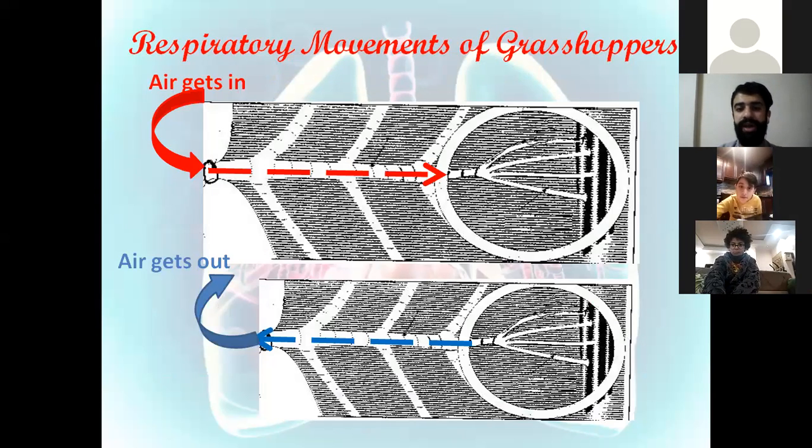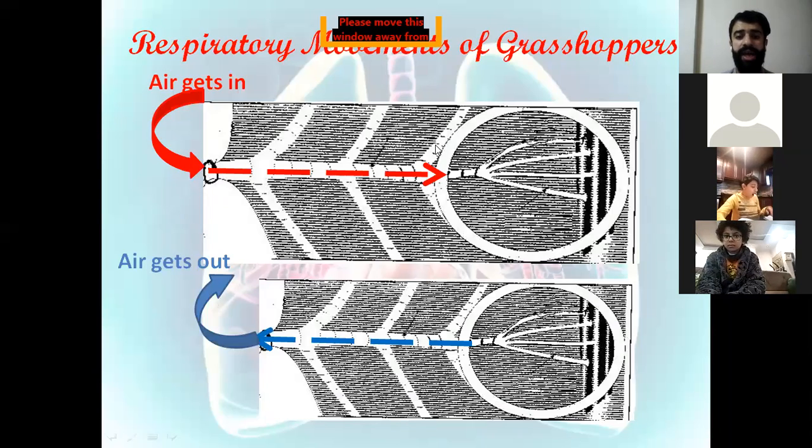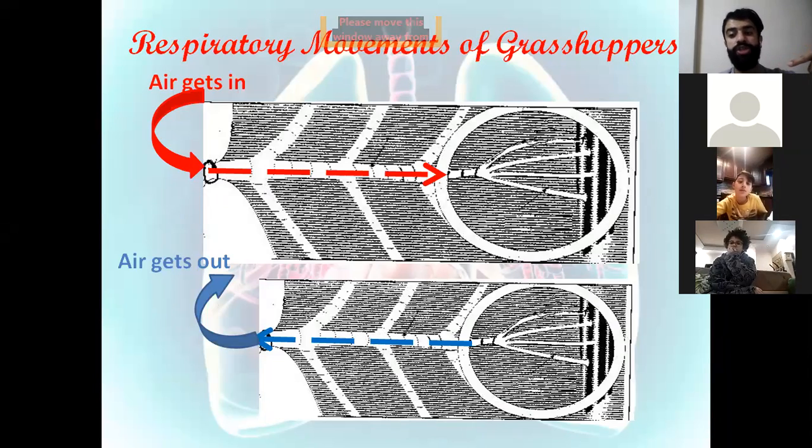Let's move now to the next slide. Here are the respiratory movements of the grasshopper. The air gets in through the small openings that Sari told me are called the spiracles. The spiracles are used to allow the air to enter the body, and the air also goes out through the spiracles. So what do we call the respiratory organ inside the insects? The air gets in through the spiracle. To where does the air go?